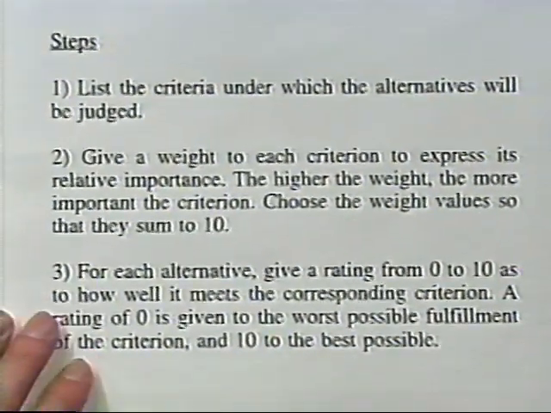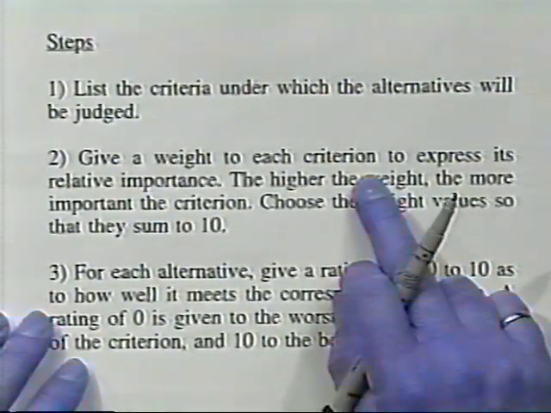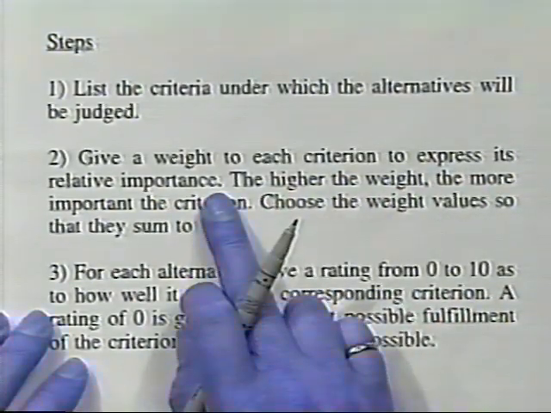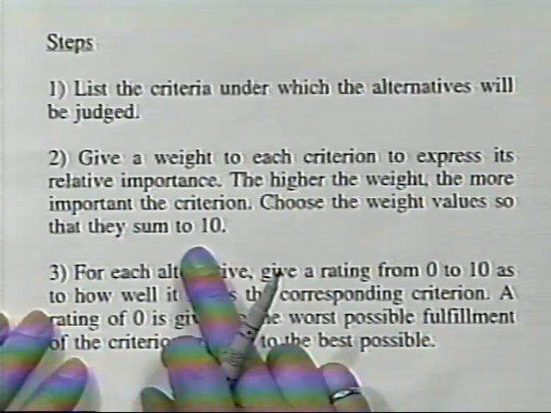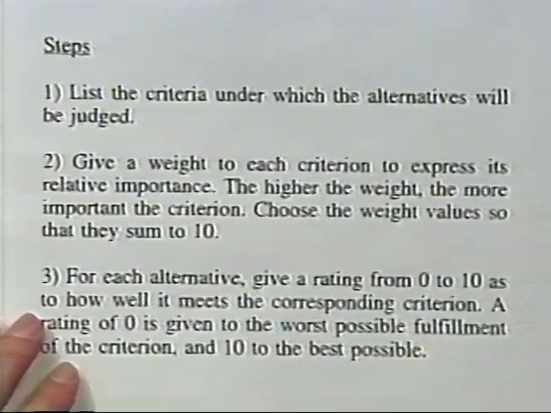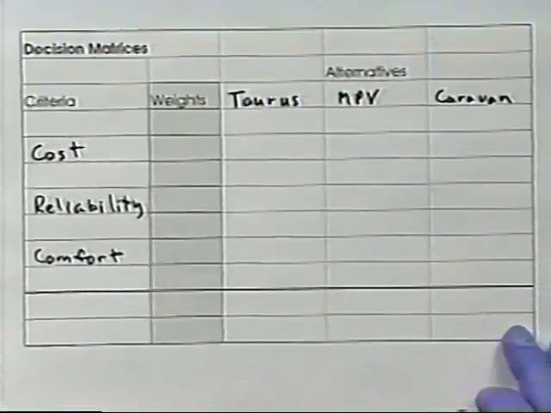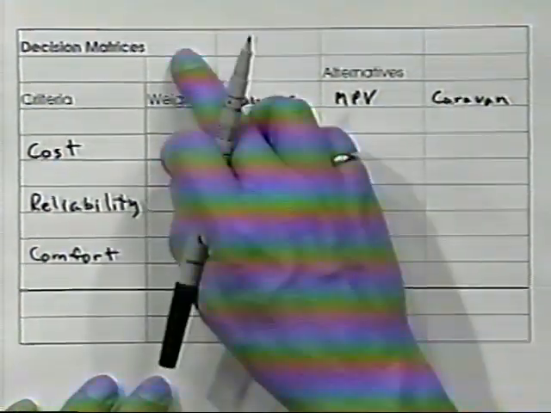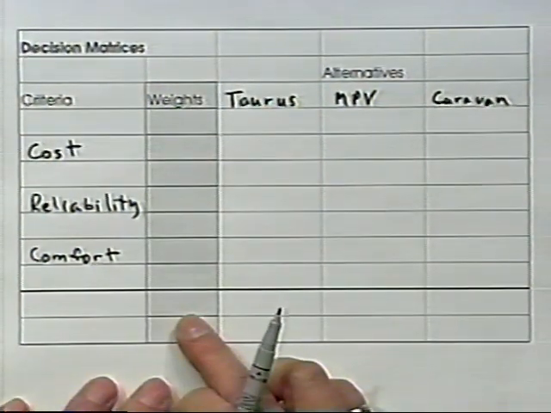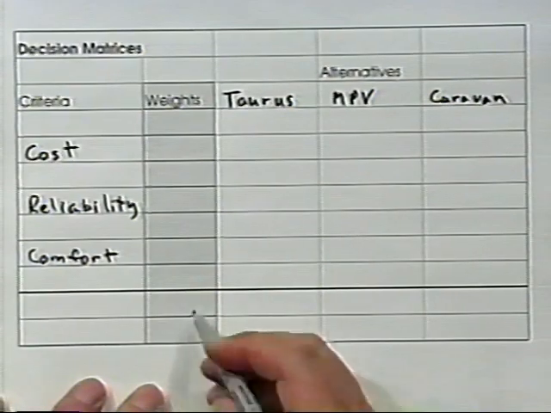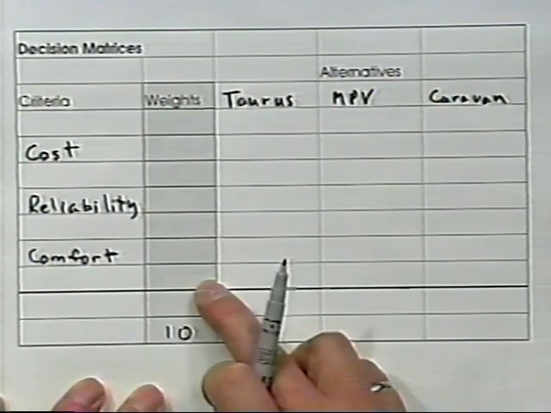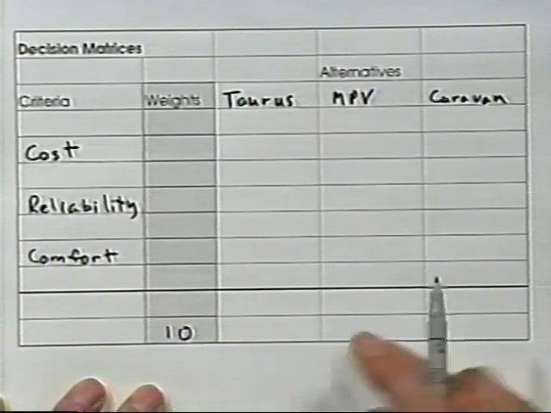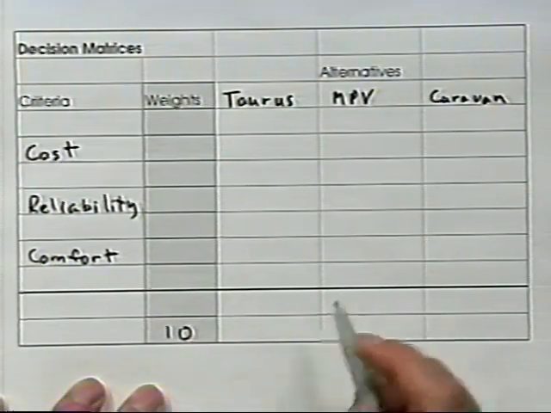Step 2, give a weight to each criterion to express its relative importance. The higher the weight, the more important the criterion. Choose the weight values so they sum to 10. So that's this shaded column I have, the first column after the criteria, for the weights. Now I want these to sum to 10, so in my spreadsheet I'll put a little formula down here that adds these weights up so I can see when they sum to 10. And I'll explain why we want them to sum to 10 later.